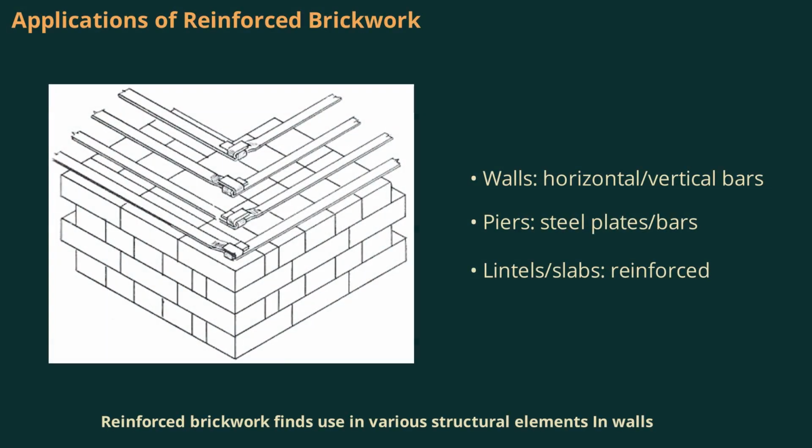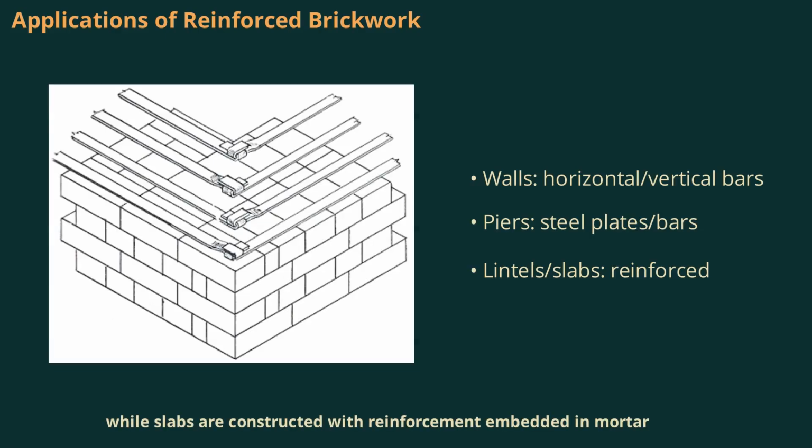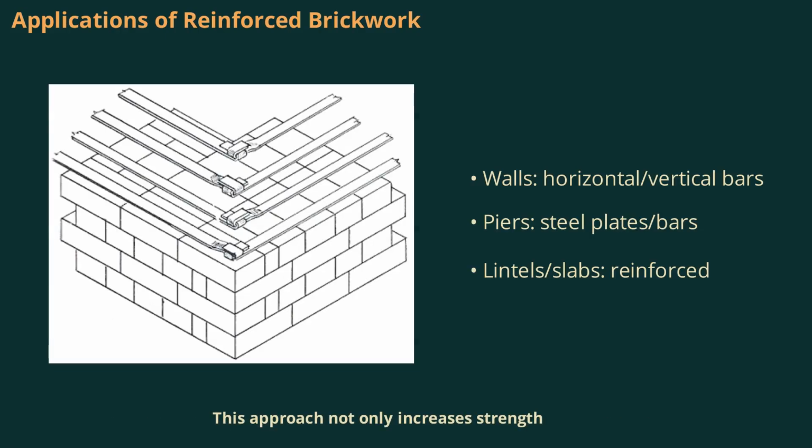Reinforced brickwork finds use in various structural elements. In walls, reinforcement is provided horizontally or vertically using bars or mesh, often at every third or fourth course. For piers, steel plates and bars are anchored into the foundation. Brick lintels use steel bars placed in gaps between bricks, while slabs are constructed with reinforcement embedded in mortar. This approach not only increases strength, but also allows for creative architectural solutions, especially in areas prone to heavy loads or seismic activity.